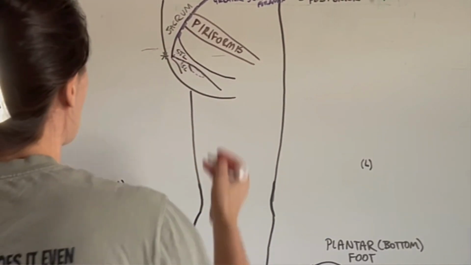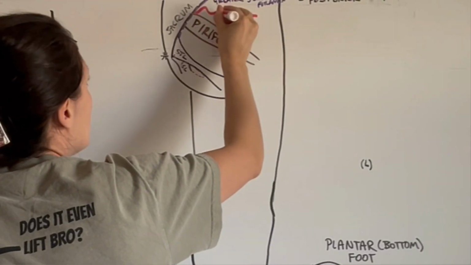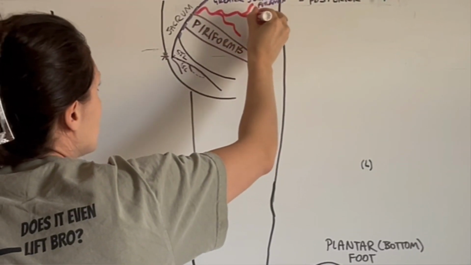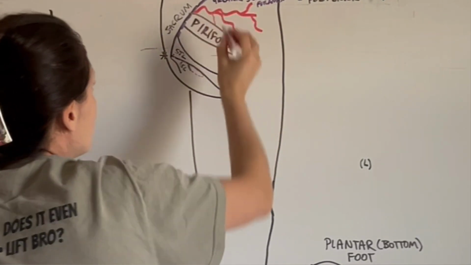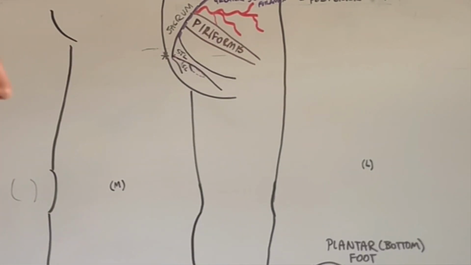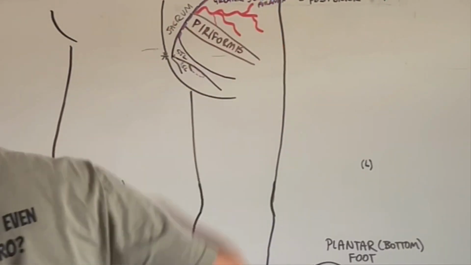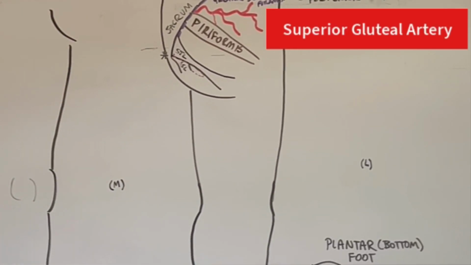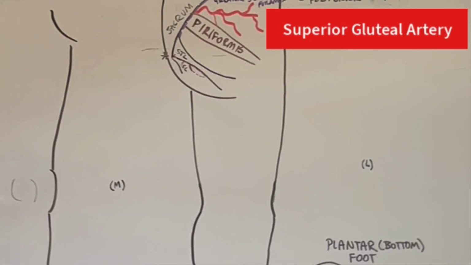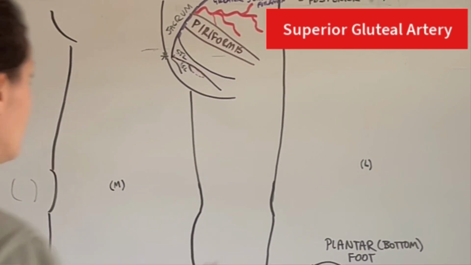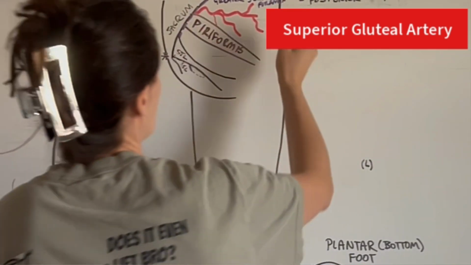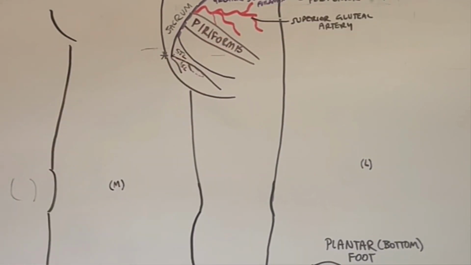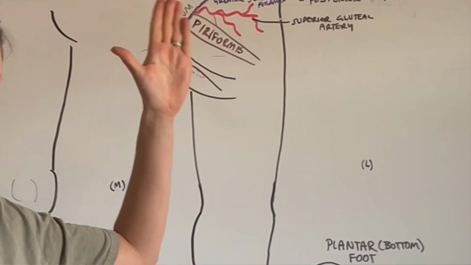So if you're in lab and you see an artery coming out and branching every which way, as they often do, maybe even giving a branch to the piriformis, it doesn't matter. If it's above the piriformis, it's a superior gluteal artery. It's going to run with the superior gluteal nerve. So this is our superior gluteal artery. Awesome. Superior gluteal artery above the piriformis.